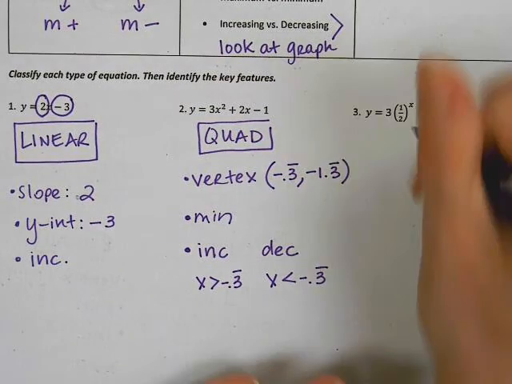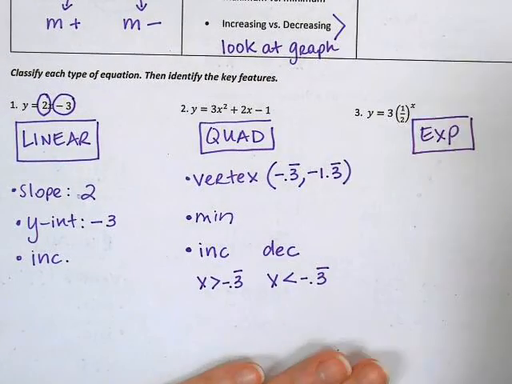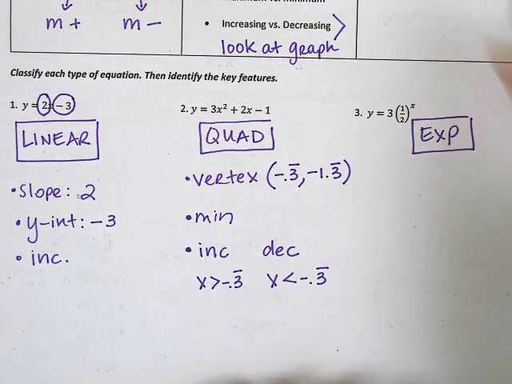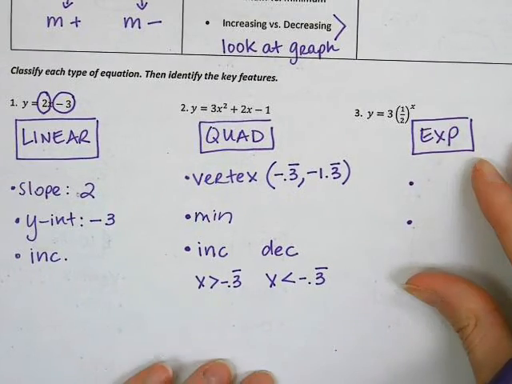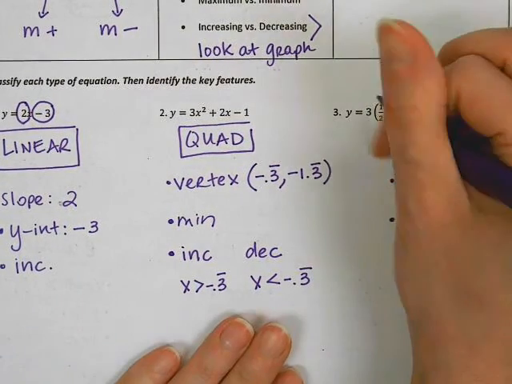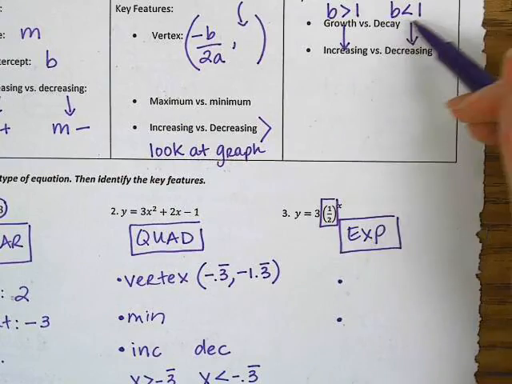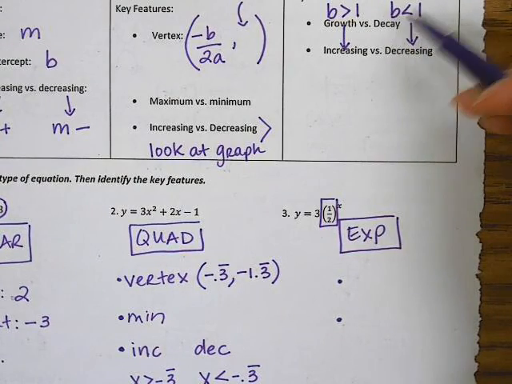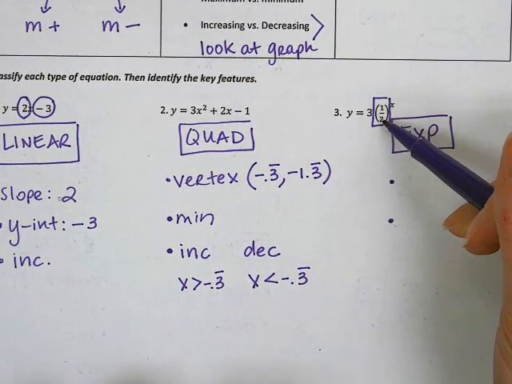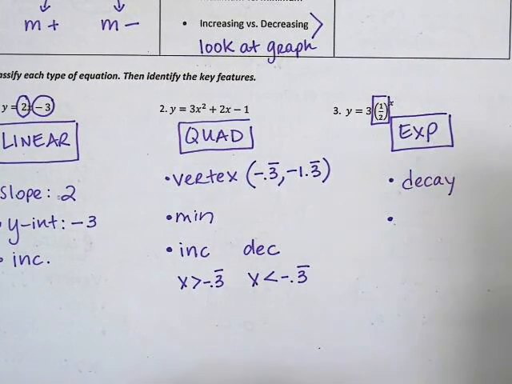And lastly, number 3 is an exponential. It's of the form y equals ab to the x power. For exponential, all we have to say is growth or decay, increasing or decreasing. And it's all about that b. If b is, we said, greater than 1, it's a growth. If b is less than 1, it's a decay. 1/2 is definitely less than 1. So it is a decay. And if it's a decay, that means it's automatically decreasing.